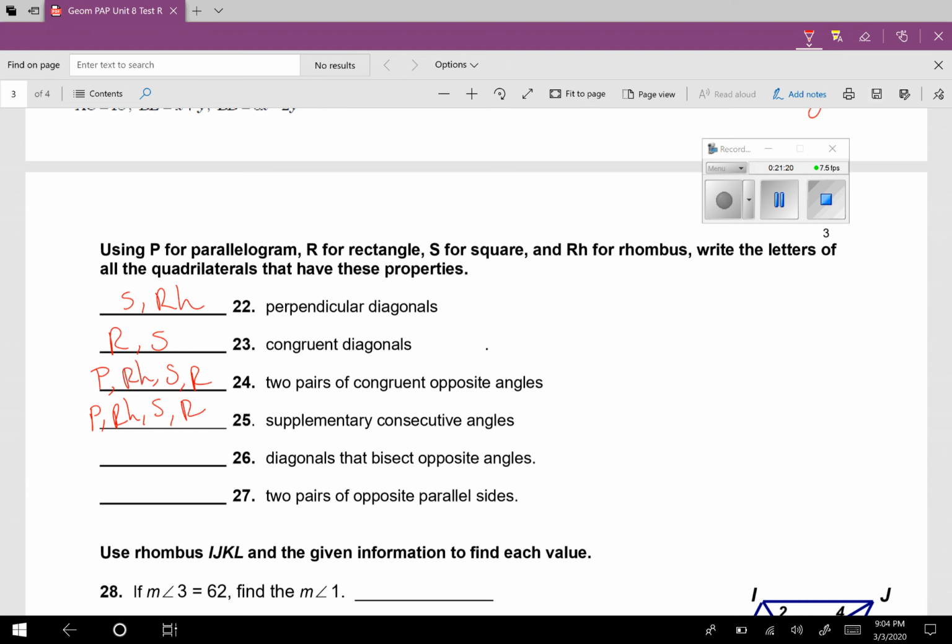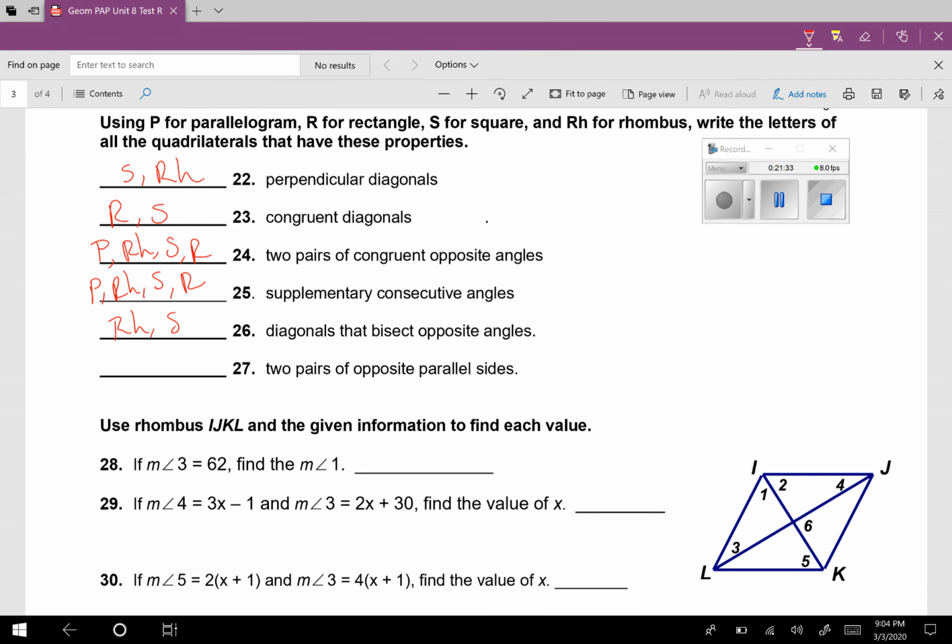Okay, 26, diagonals that bisect opposite angles. Okay, so this is going to be a rhombus and a square. Okay, and then two pairs of opposite parallel sides. Well, if they're all parallelograms, which they all are, then they would all have that. So that applies to a parallelogram, a rectangle, a rhombus, and a square.